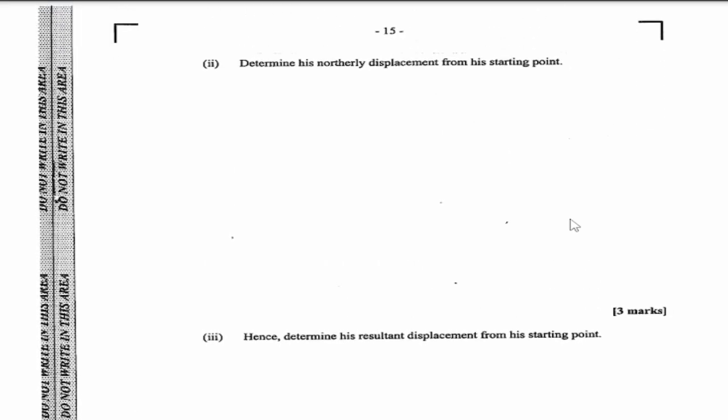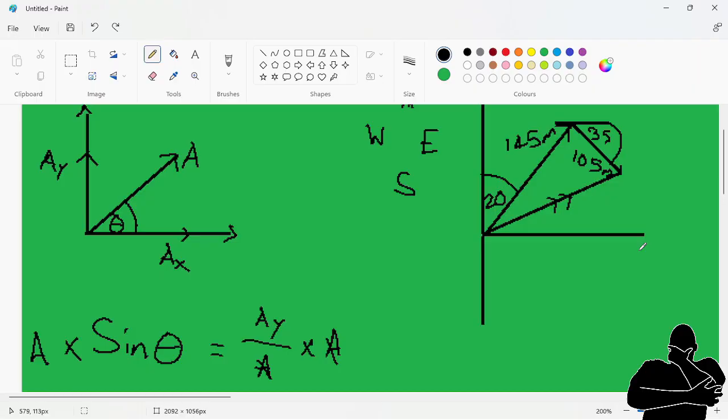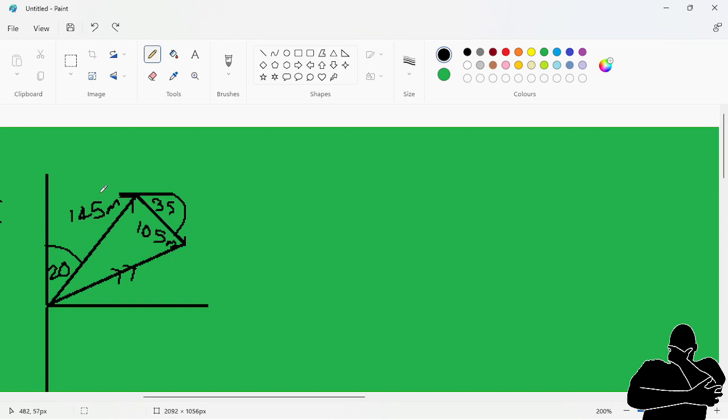It says we should determine his northerly displacement from his starting point. How do we do that? To do that, I am going to draw a second diagram. The second diagram that I'm about to draw is going to have the same effect of this diagram, but it's going to be a little bit easier to use and understand. So I will replicate the axes like this, like that. I will redraw the first vector like this.